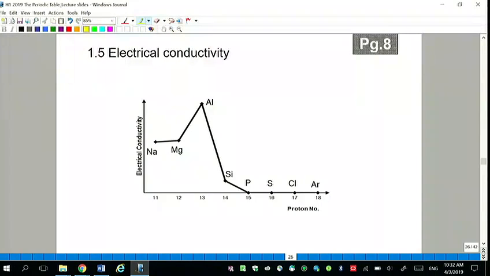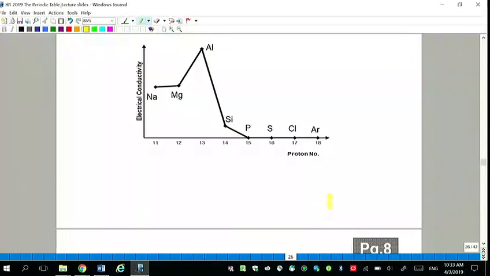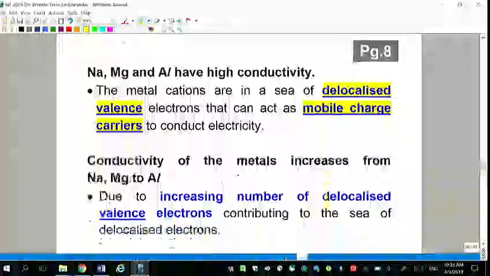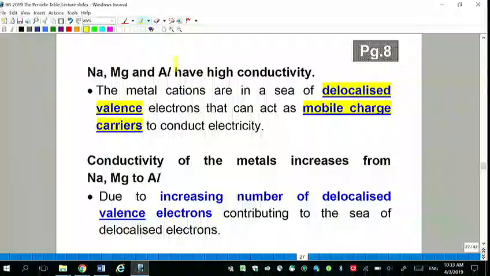The main thing I need you to know about electrical conductivity is whether there is a mobile charge carrier. Keyword, mobile charge carrier. So you need to include this in your answer. Take note. If I have sodium, magnesium, and aluminium, can you see that they have delocalized valence electrons? These delocalized valence electrons will act as mobile charge carriers. So please take note, you need to include mobile charge carrier in your answer.